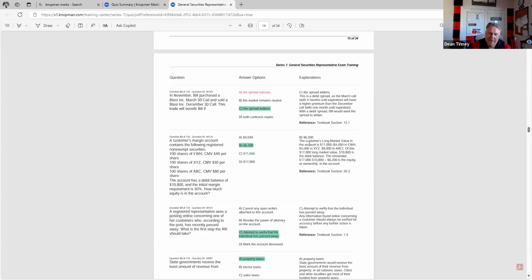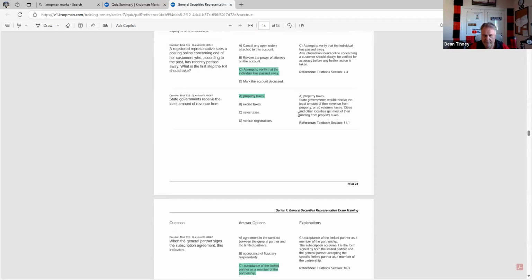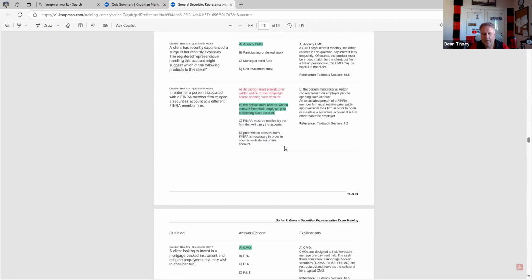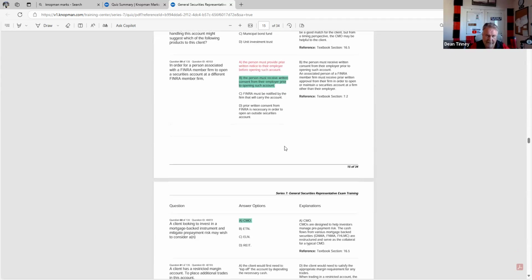Are we clear on this one? So what they're saying is that it was December, like it is this next month, and we sold this December, and then we bought the March. Okay, I think that's a grammar question that we missed on that one. Boom, boom, boom. The person must provide prior written notice. They receive written consent from their employer prior to opening. So I don't think they're a testable distinction, but the written notice amounts to consent because when your firm gets it, they either say yes or no.